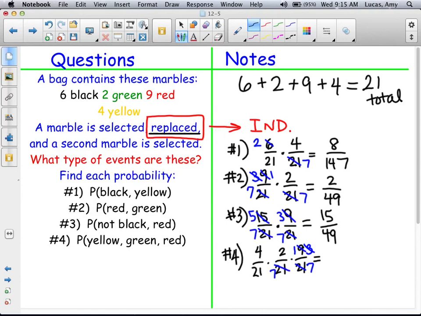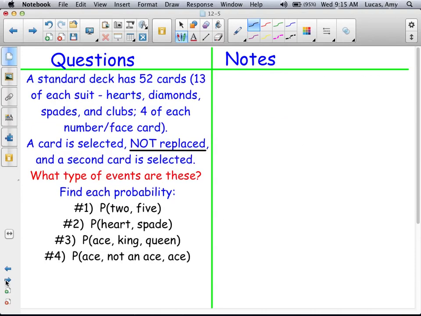So my numerator, 4 times 2 is 8. My denominator, 21 times 7 times 7 is 1,029. You can see some pretty large numbers in your fractions when you're multiplying together multiple probabilities. So compound events.